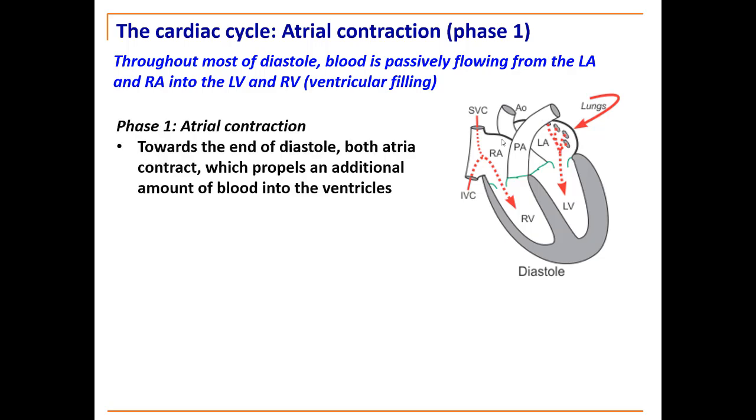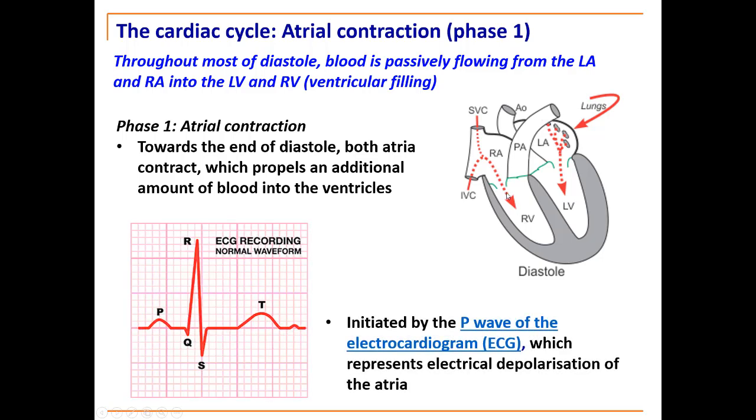But during atrial contraction, this is your phase one. This is when you get your ECG changes initially, so you're getting your depolarization of the sinoatrial node. Towards the end of diastole, both the atria contract, and this propels an additional 10 to 20% of blood into the ventricles. This is initiated by the P wave on an ECG.